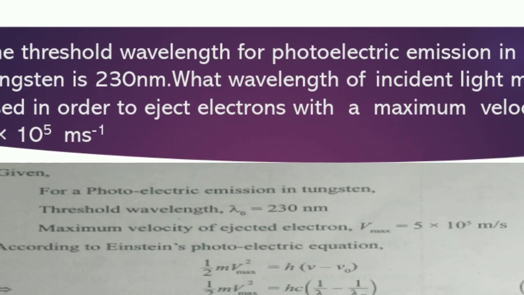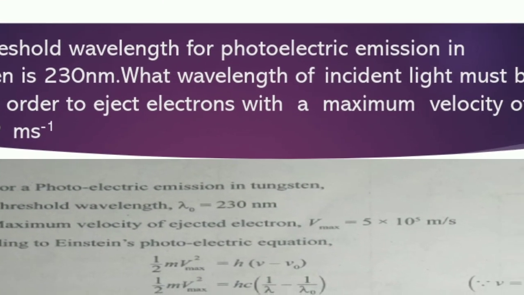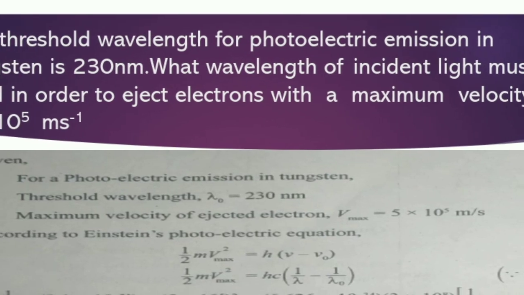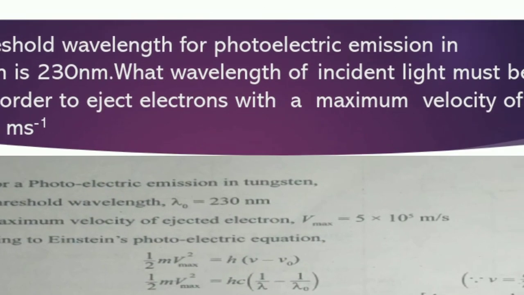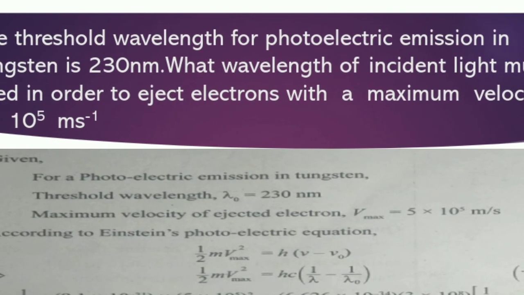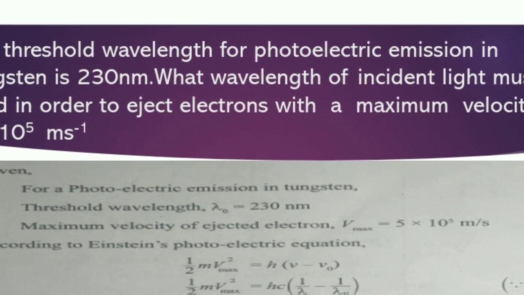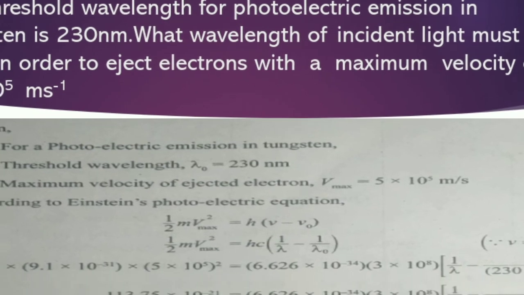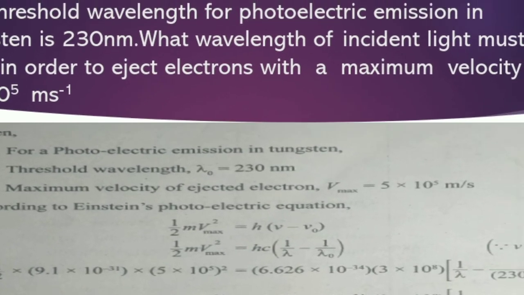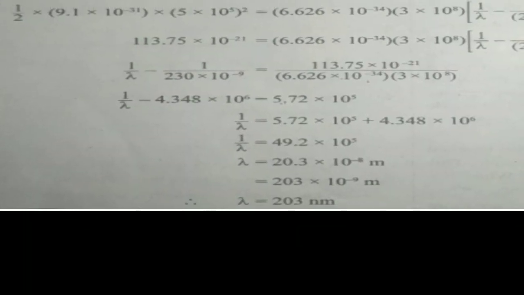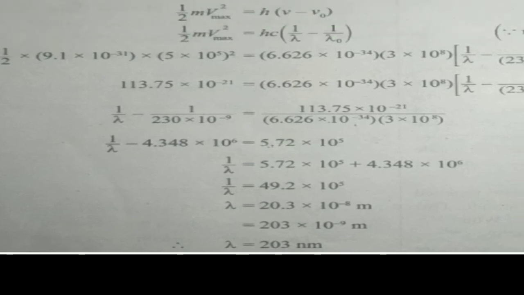He is asking us to find the wavelength of incident light that must be used in order to eject the electron with maximum velocity. That means when the maximum velocity is given, what will be the wavelength? Then that is 203 nanometer.